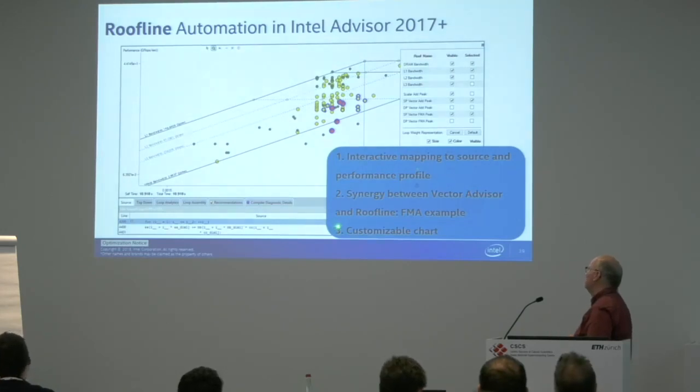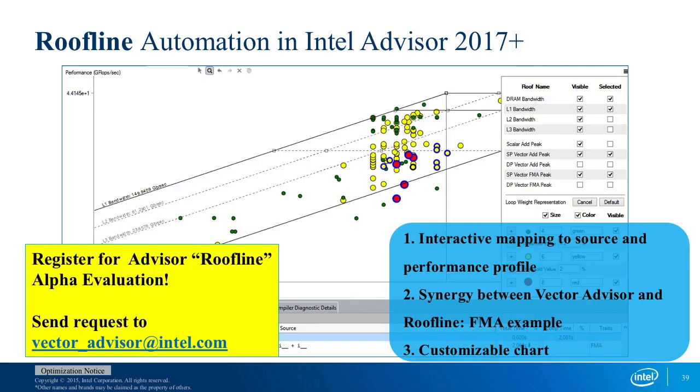And last but not least, we have this customizable chart. Here you see what I meant before, that you can select different roofs here, and you can determine which loops should be yellow and red and so on to make analysis easier for you.